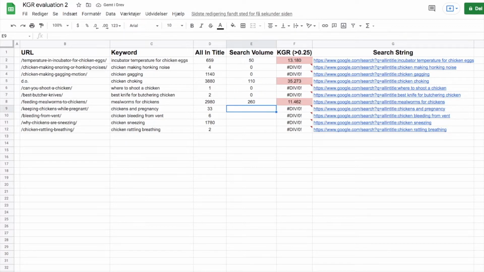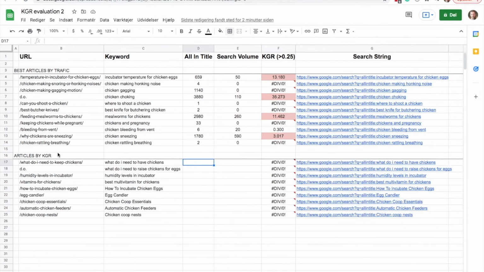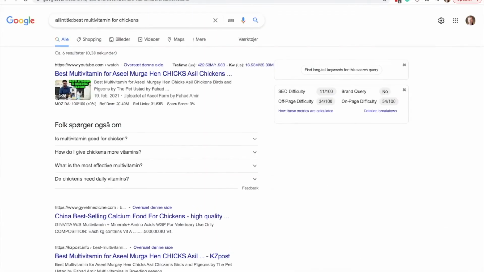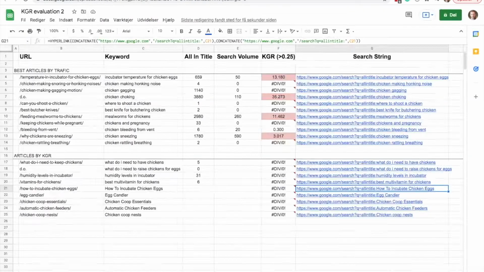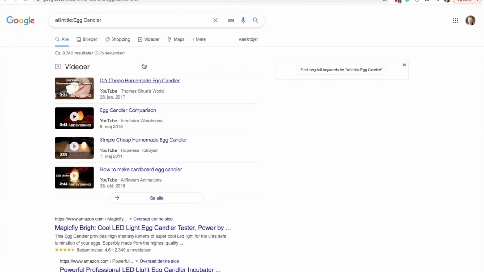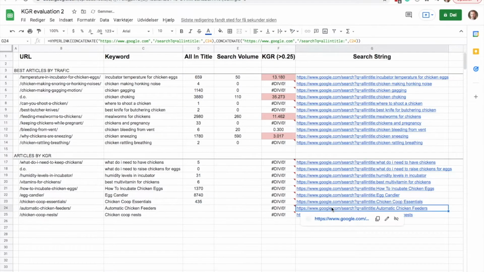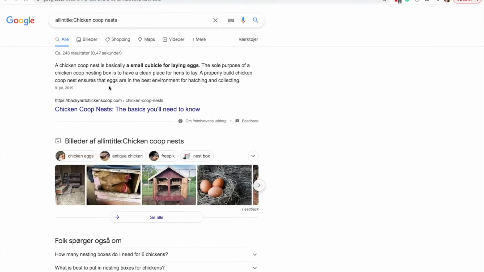Approximately half of them have zero volume, but they're still amongst the articles that get the most search traffic. And that, of course, gives an error in the KDR because you cannot divide by zero. Then I go back and find 10 articles that I originally found with the KDR method, back about a year ago. They all had a decent KDR ratio. Doing this now, it seems that has somewhat changed.